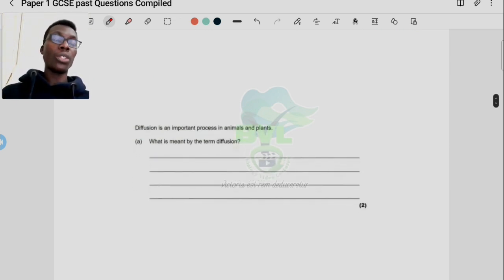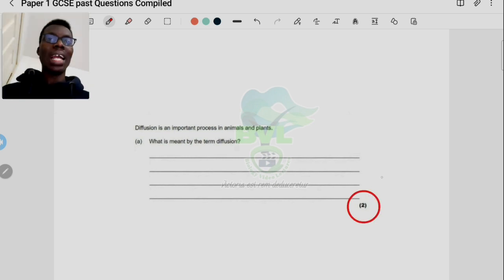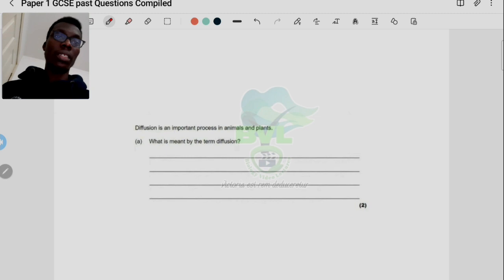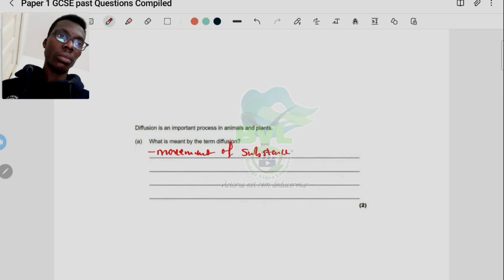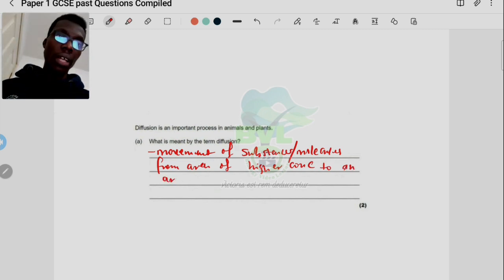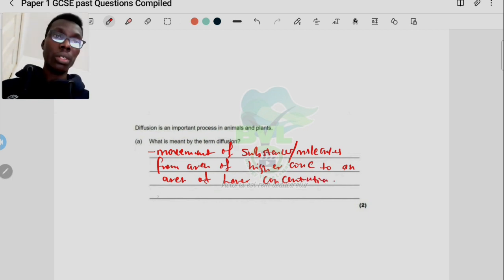What is meant by the term diffusion? Always please take note of the mark. It says here, that's two marks, so you're not supposed to just define. So this is the movement of substances or molecules from an area of higher concentration to an area of lower concentration, period. Now, that's one mark.